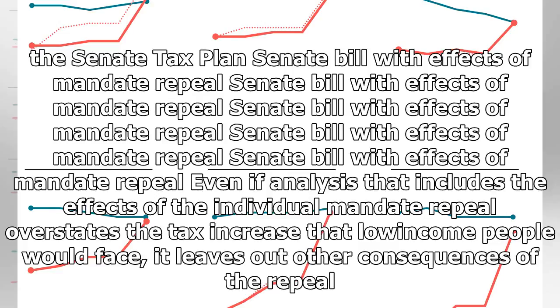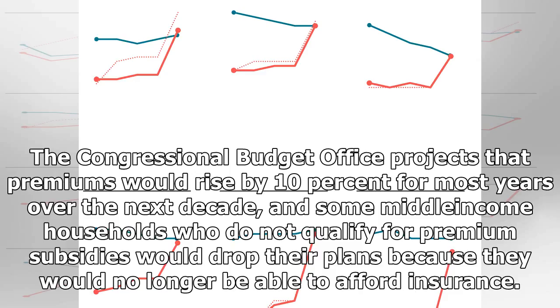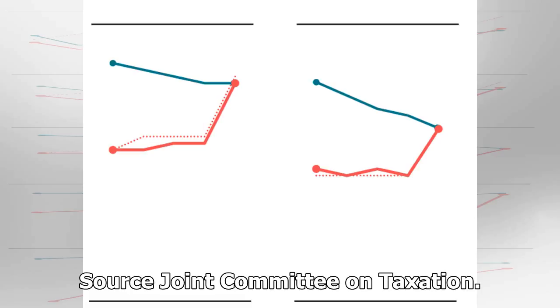Even if the analysis that includes the effects of the individual mandate repeal overstates the tax increase that low-income people would face, it leaves out other consequences of the repeal. The Congressional Budget Office projects that premiums would rise by 10% for most years over the next decade, and some middle-income households who do not qualify for premium subsidies would drop their plans because they would no longer be able to afford insurance. Source: Joint Committee on Taxation.